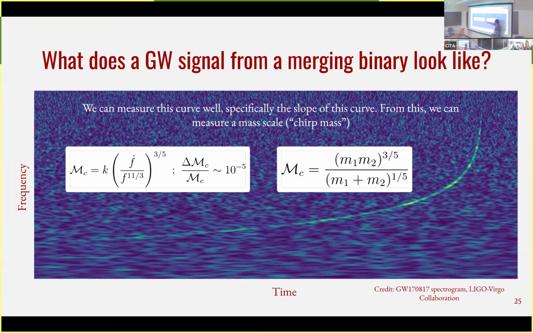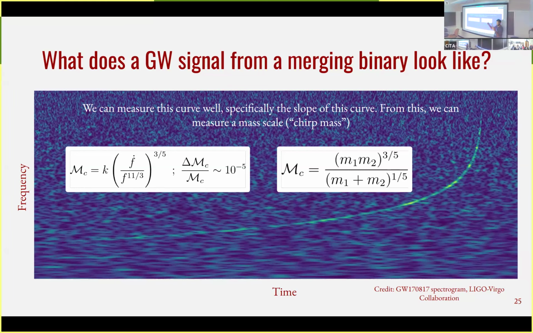The measurement uncertainty in this chirp mass, for an event like, say, GW170817, is of the order of 10 to the minus 5. So this is the fractional uncertainty in the measurement of the chirp mass. And the chirp mass can actually be related to the intrinsic parameters of the binary.